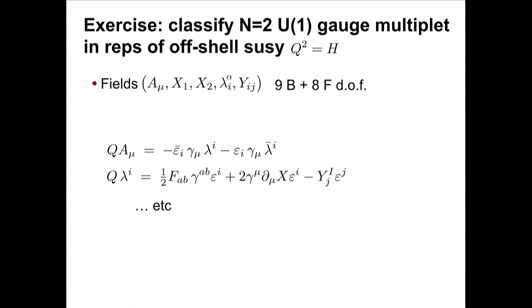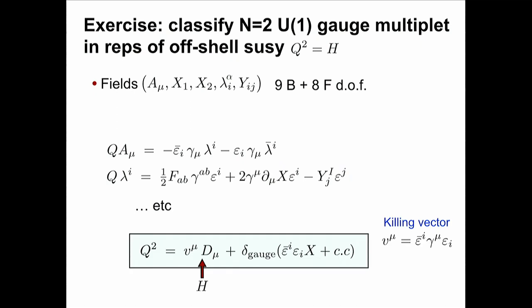This is a very small calculation. If you've not done this, you should do this. So here are the variations. Q A_mu is some function of lambda. Q lambda is some function of F and D_mu X and Y_ij and so on. And you'll see, if you just naively compute Q squared, you'll get Q squared is some v^mu D_mu. v^mu is this fermion bilinear. That's the Killing vector I have. D_mu is partial derivative plus something inside the. In this case, there is nothing else, actually.